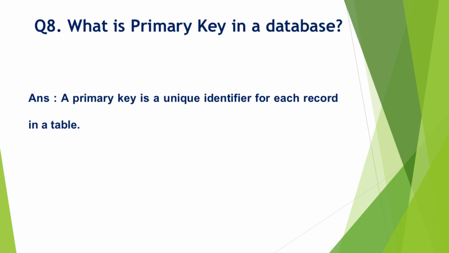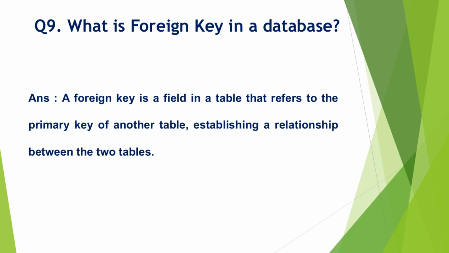What is a primary key in a database? A primary key is a unique identifier for each record in a table. What is a foreign key in a database? A foreign key is a field in a table that refers to the primary key of another table, establishing a relationship between the two tables.